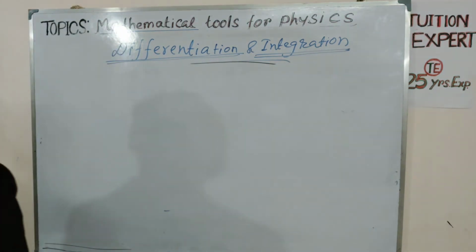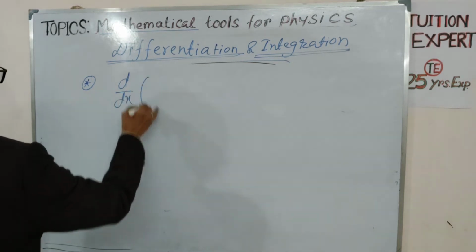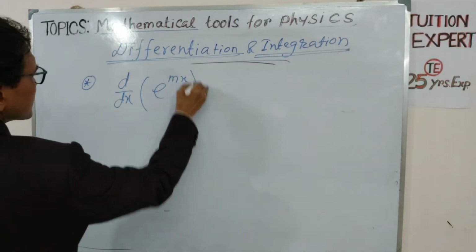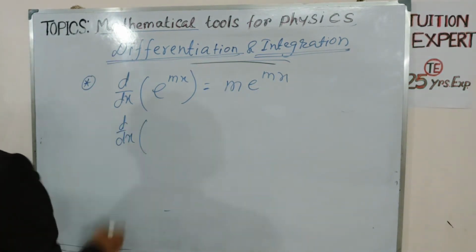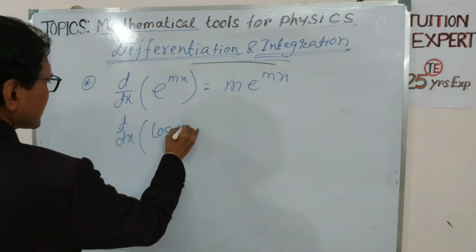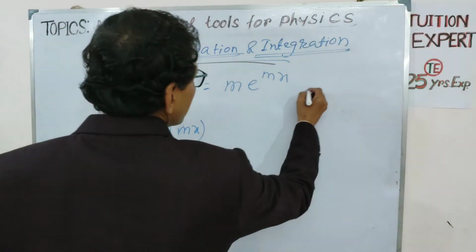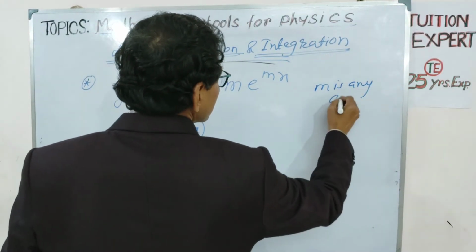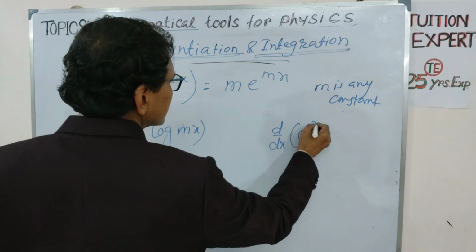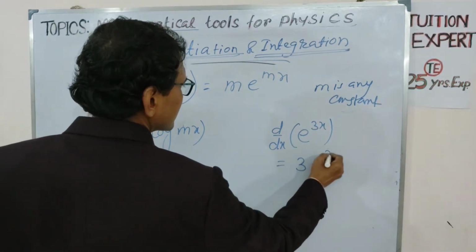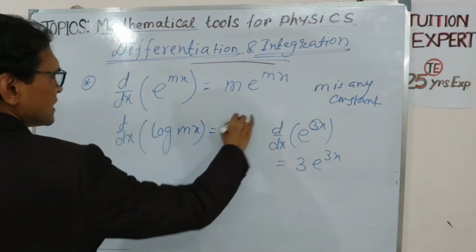Now there are some basic formulas of differentiation. d by dx of e to the power mx is m into e to the power mx. d by dx of log mx is 1 by x. Here m is any constant. Suppose d by dx of e to the power 3x equals 3 into e to the power 3x. Here m is 3. m is any constant.